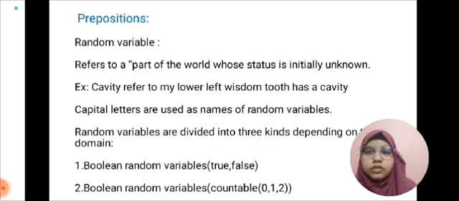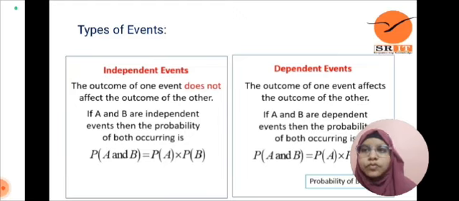Next, we have two types of events, independent events and dependent events. The outcome of one event does not affect the outcome of the other. It is called an independent event. If A and B are independent events, then the probability of both occurring is P of A and B, that equals P of A into P of B.